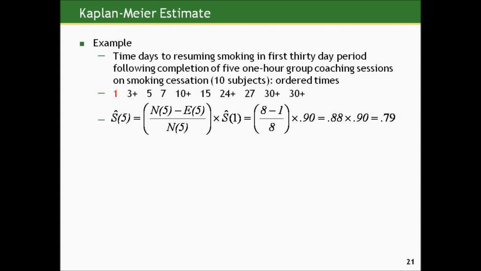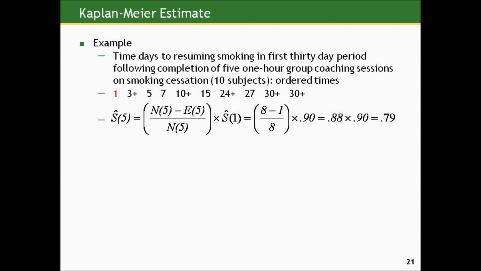in tabular format. You can see the last 2 values, 30 and 30, are censoring time. So the largest values in our data set time-wise are censoring time. So this curve never makes it to 0, because at the end of the study, we still had people who had not started smoking again when we finished the study. Here's the graphical presentation of the curve.